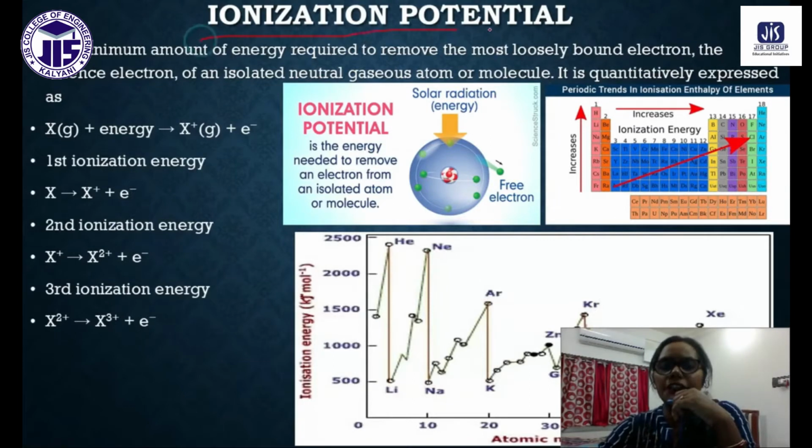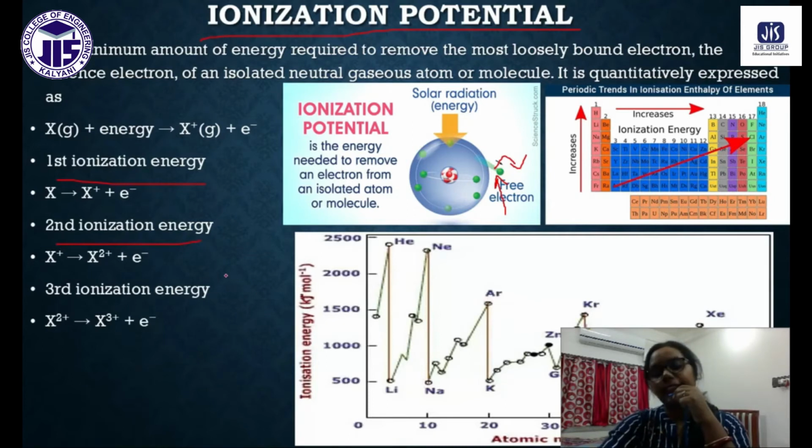This is the ionization potential. Generally, ionization potential is for the outermost orbital. If we want to remove one electron, whatever energy we have to give is called ionization energy. So we have first ionization energy. If we want to remove a second electron, that is second ionization energy, and the removal of the third electron is third ionization energy. This is the trend of the ionization energy.